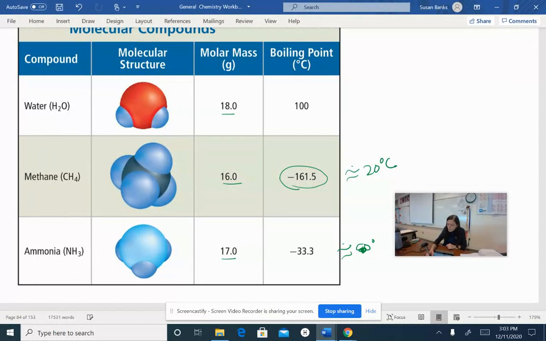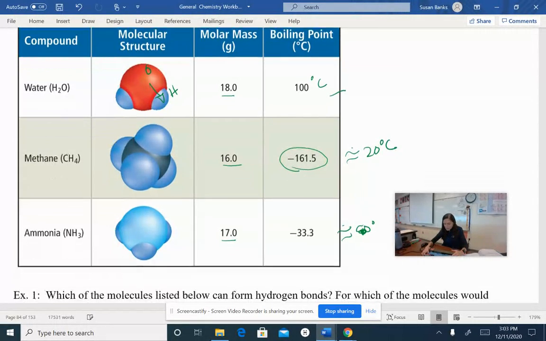But water's boiling point is 100 degrees Celsius. That's why it's liquid at room temperature, because of these hydrogen bonds that we have between the oxygen and the hydrogen, and the attractive forces that it can create between the oxygen and hydrogen in the water molecules. Sorry, I misspoke.